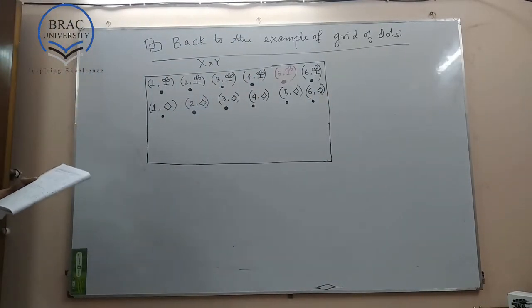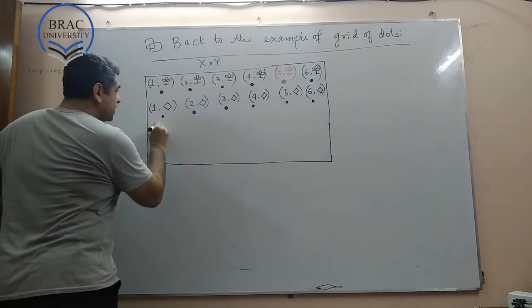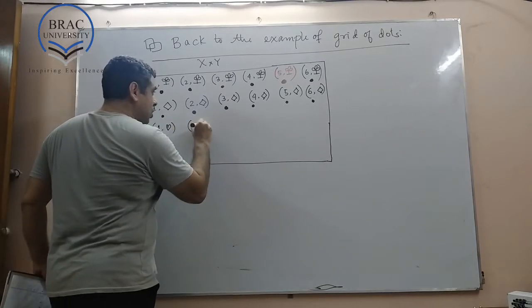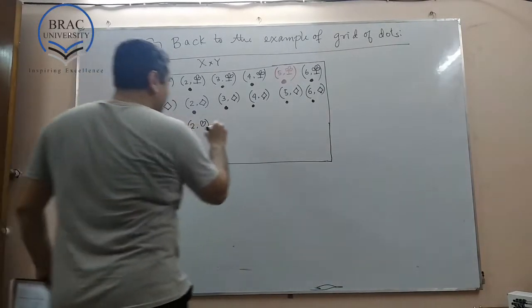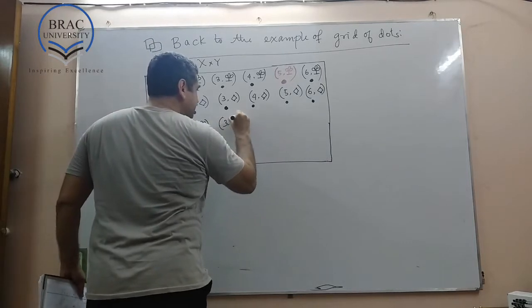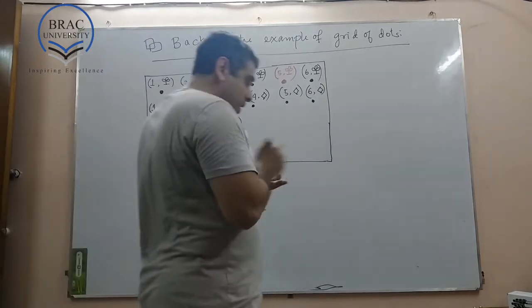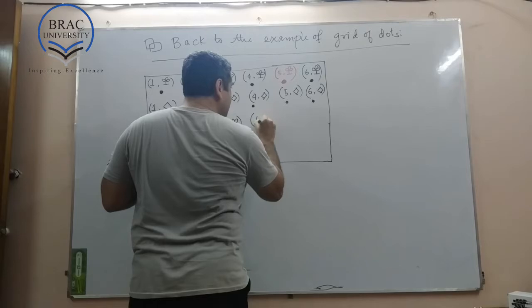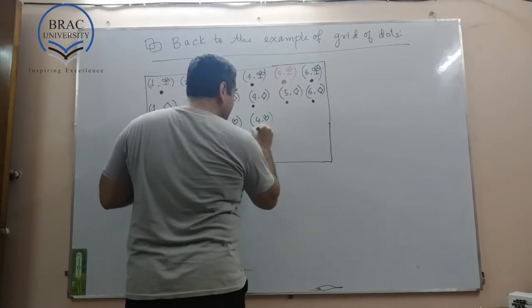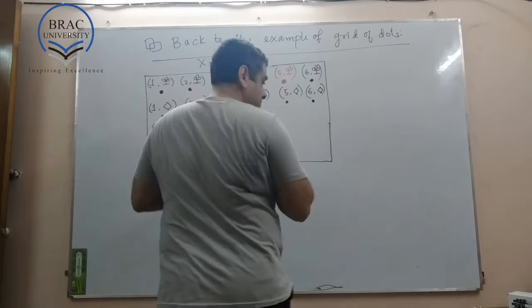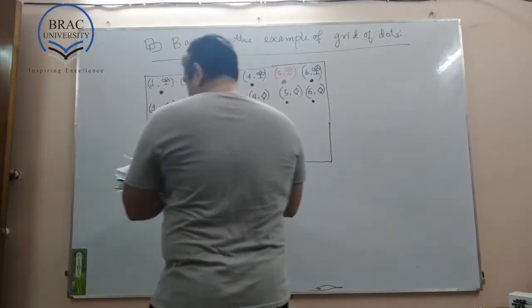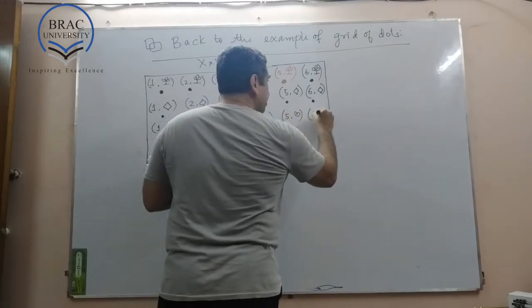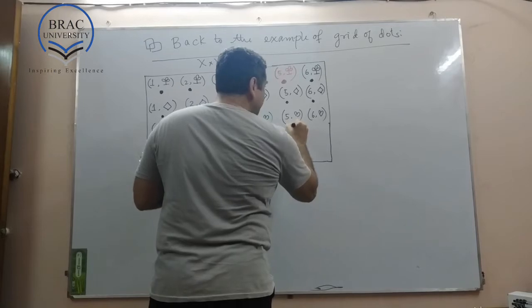Then I have the third row. 1 comma hertz. I have 2 comma hertz. I have 3 comma hertz. Then I have 4 comma hertz in green with a green dot. And then I have 5 comma hertz, and then I have 6 comma hertz. These are all black dots.